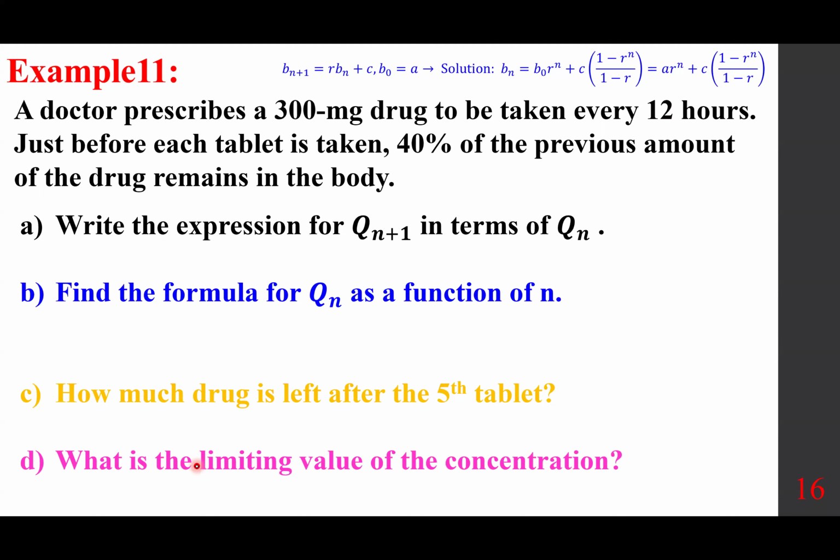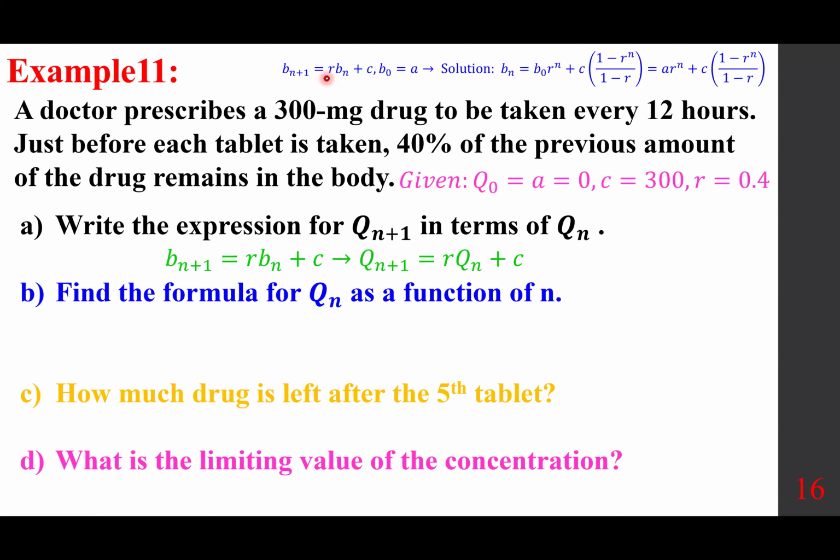And the very first thing is to write the given. The only thing you want to pay attention to, we are dealing with Q instead of B. So B sub 0, we're going to write Q sub 0 or A 0 because we're dealing with patients. And lowercase c is the amount of constant the patient receives on a time step. Time step happened to be 12 hours, so it's 300 milligrams. And what remains in the body is important, so R is 0.4. And therefore, if we want to answer this one, we're going to write this one and change it to Q. Now use the given, replace the R with 0.4, C with 300, and you're done.